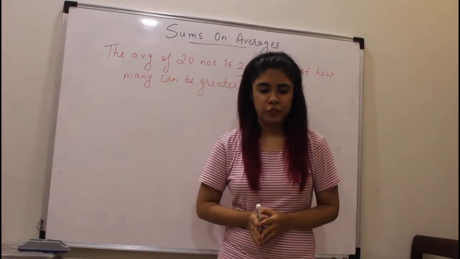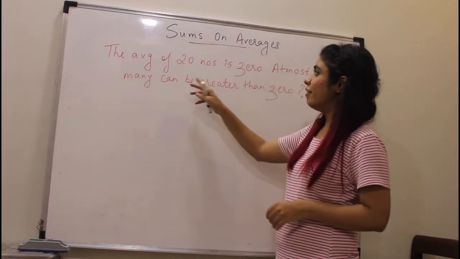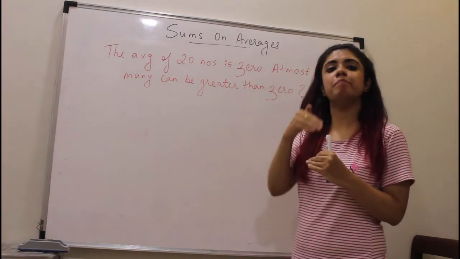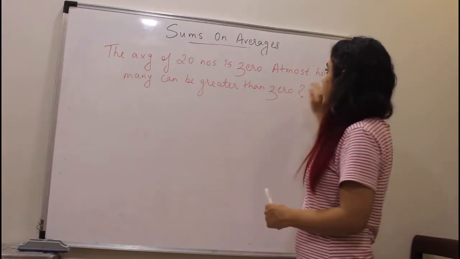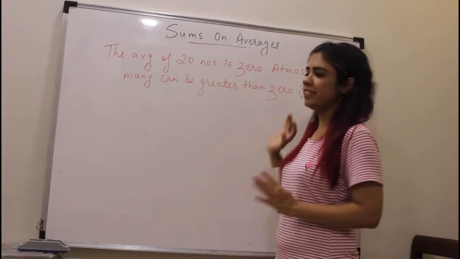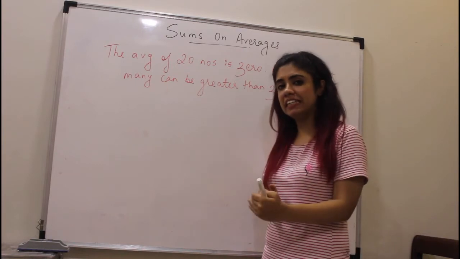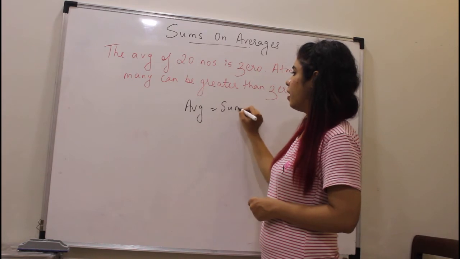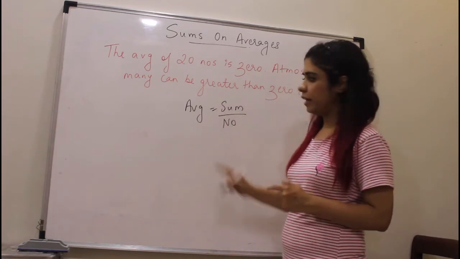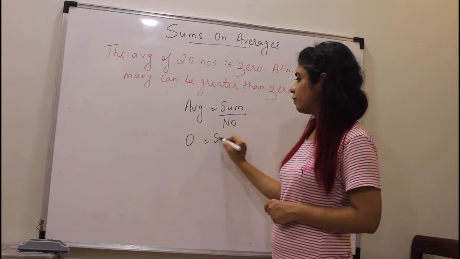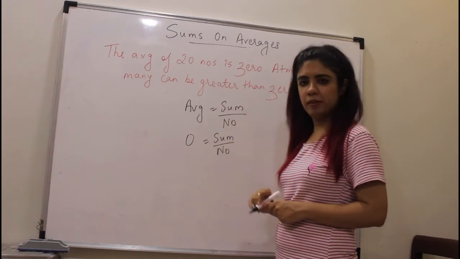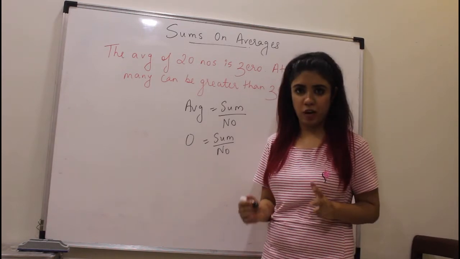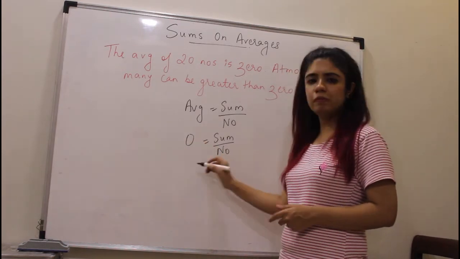Let's look at one final question. What does it say? The average of 20 numbers is 0. At most means maximum. How many can be greater than 0? How many numbers can be greater than 0? Now understand, average is sum upon number of people. My average is 0, so that is equal to sum upon number of people. So they are asking you how many of them can be maximum. 0 into number of people will be 0 only.